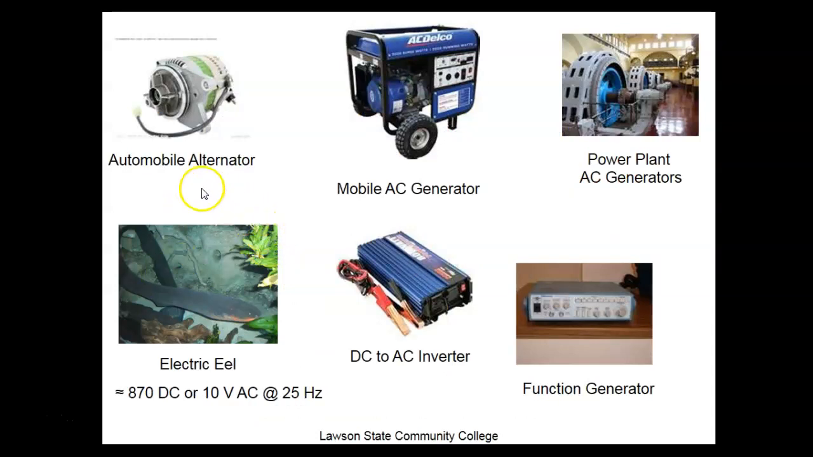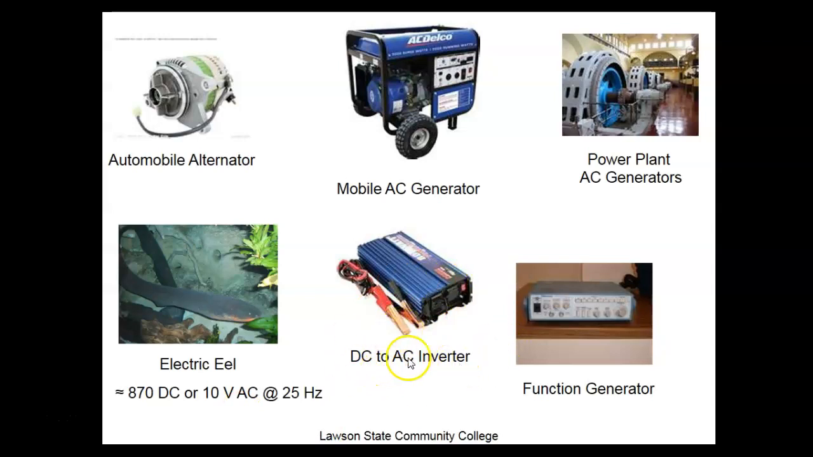In automobiles, we have our alternator, a mobile AC generator. I bought me one of these when the snowstorm of '93 hit, when we had 13 inches of snow and power was out for a while. AC generators, this is actually the big generators that they're running at a power station. An electric eel actually outputs AC and DC, which is pretty neat. It outputs DC to kill things, and it outputs 10 volts AC at about 25 cycles per second to stun things. A lot of people have these in their cars.